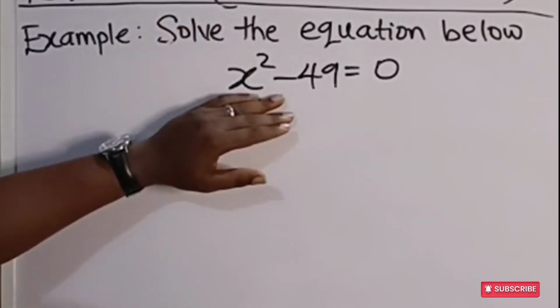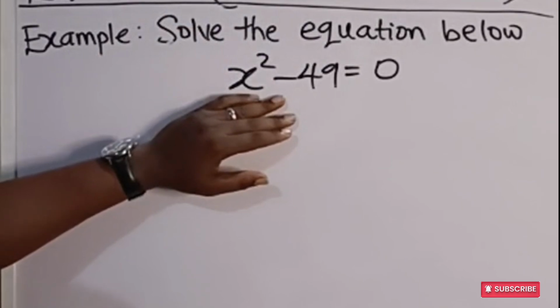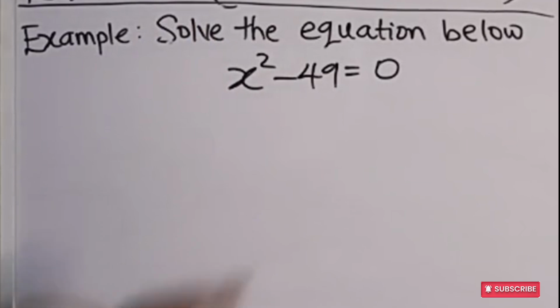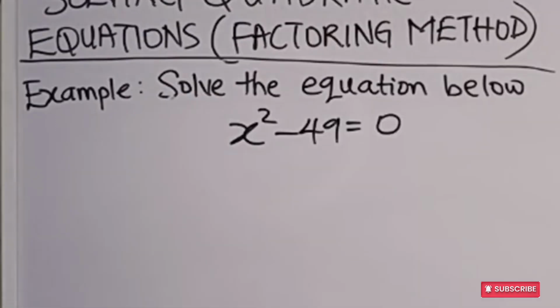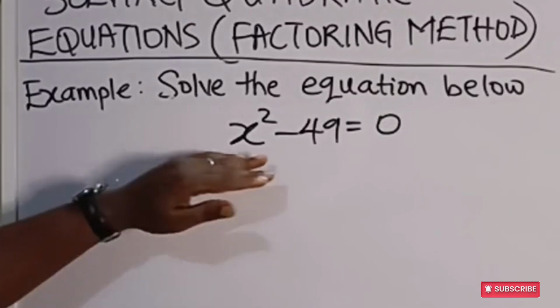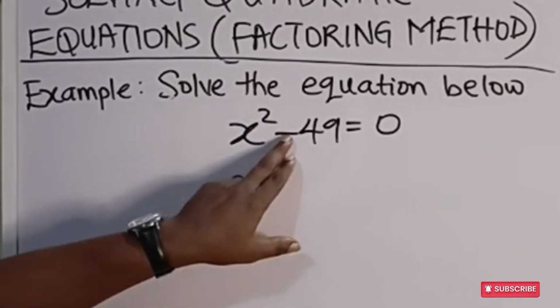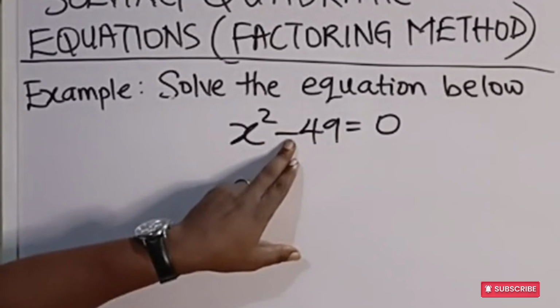But here, we don't have b. We only have a and c. So we cannot go ahead to solve it the way we did for the first two examples. But there is another way of solving, or another way of factorizing. Remember, we are looking at the factoring method. So when you have a situation like this, there's another way of factoring. It's called difference of two squares.